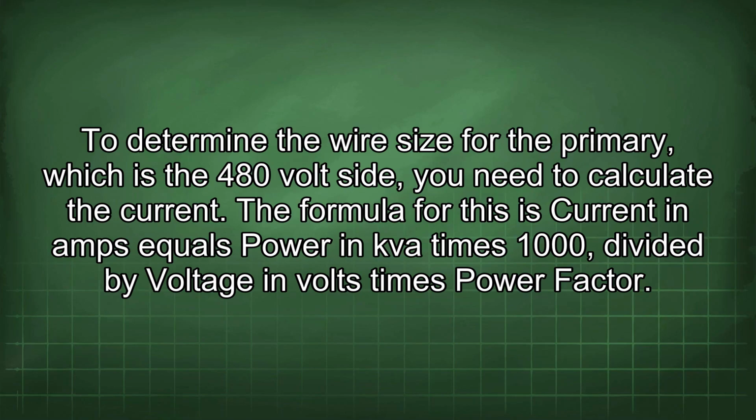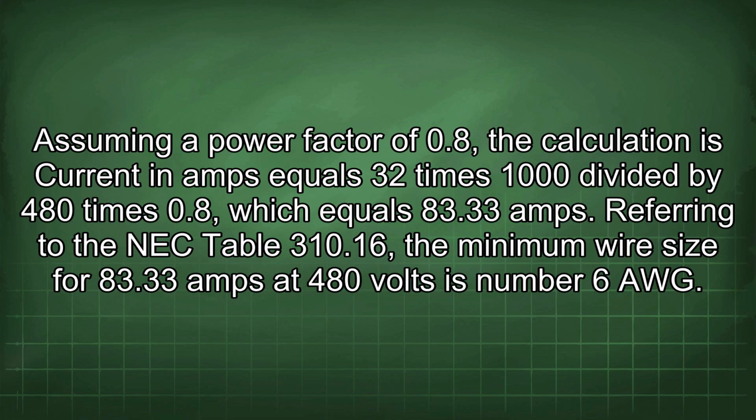To determine the wire size for the primary, which is the 480 volt side, you need to calculate the current. The formula for this is current in amps equals power in kVA times 1000 divided by voltage in volts times power factor. Assuming a power factor of 0.8, the calculation is current in amps equals 32 times 1000 divided by 480 times 0.8, which equals 83.33 amps. Referring to the NEC table 310.16, the minimum wire size for 83.33 amps at 480 volts is number 6 AWG.